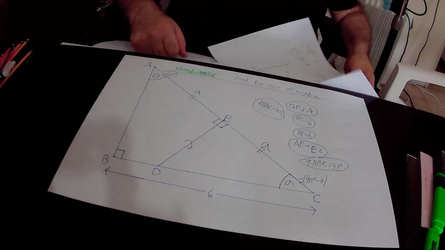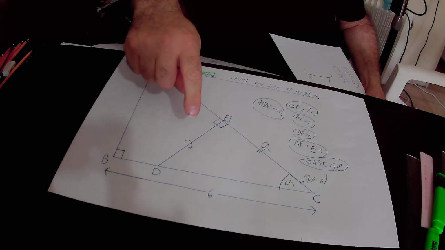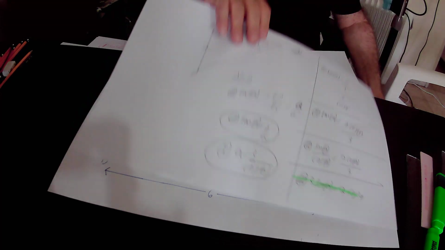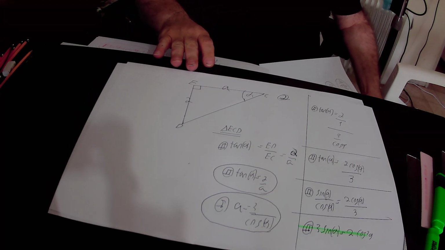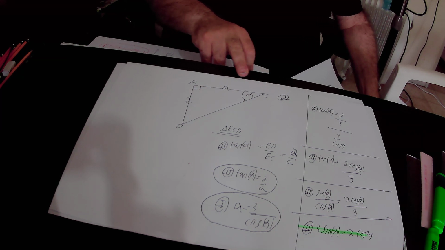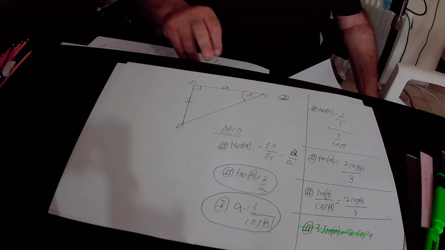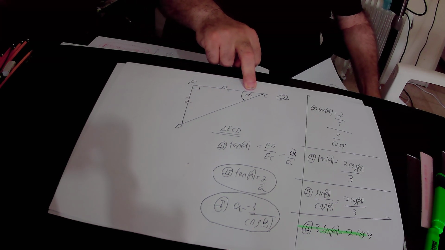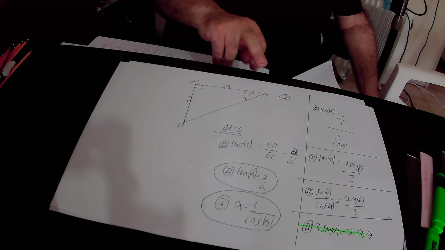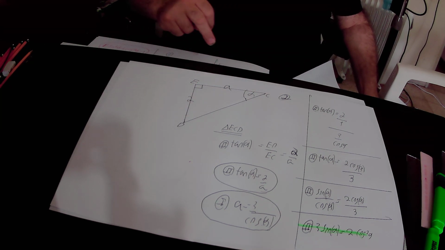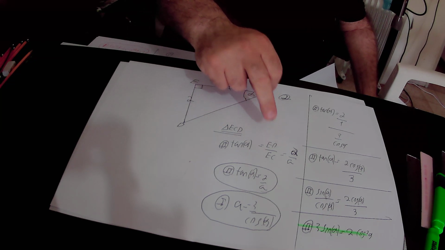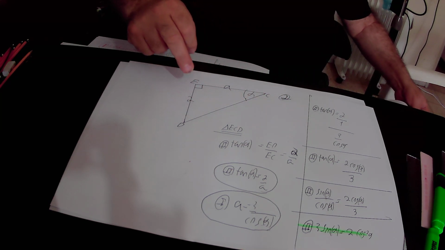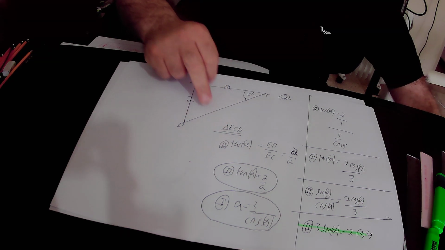Then we focused on the right triangle CDE. In the right triangle CDE, we know that EC equals A according to our definition, ED equals 2 according to what is given in the question, and this is angle alpha according to our definition. So here tangent alpha equals ED over EC, ED equals 2 and EC equals A. So we found out that according to equation number 2, tangent alpha equals 2 over A.